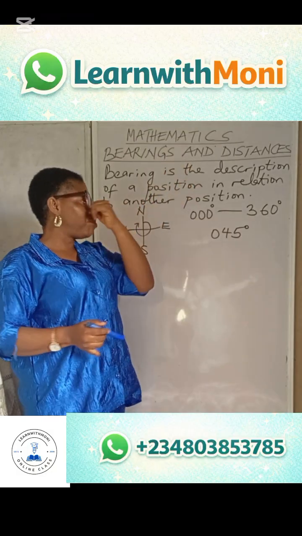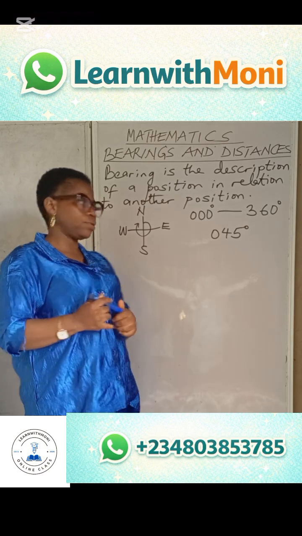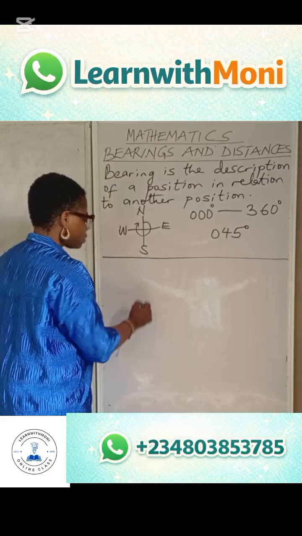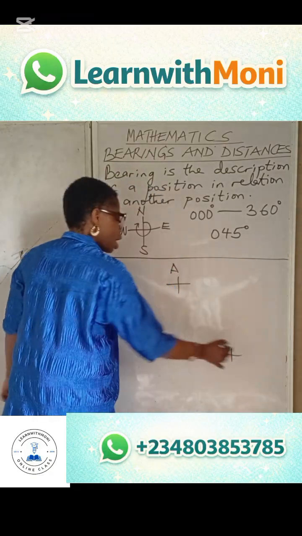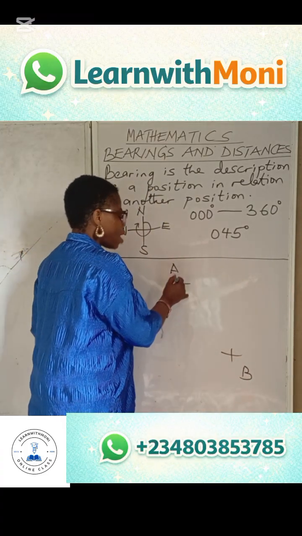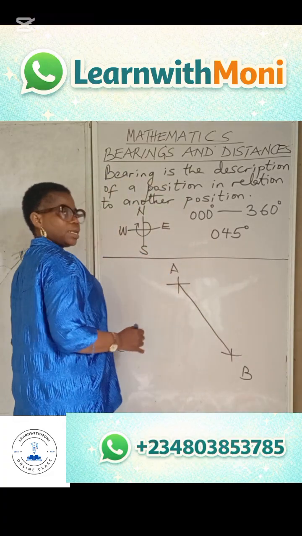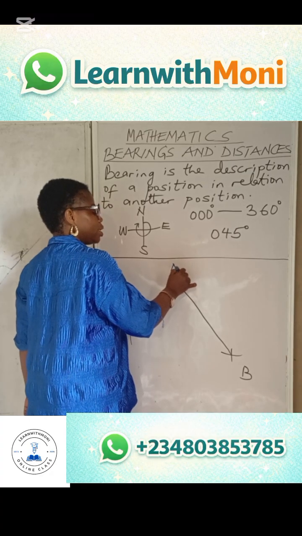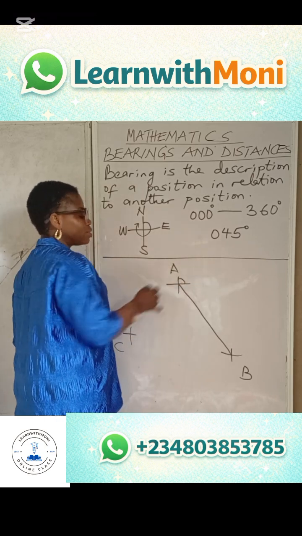To explain what I mean by the description of a position with relation to another, I will be describing 3 towns A, B, C. This is town A, this is town B, and this is town C. To describe town A and town C and town B, I have drawn a line. Reading the angle from the north pole of my town A up to the line to the east, that is 90 degrees.